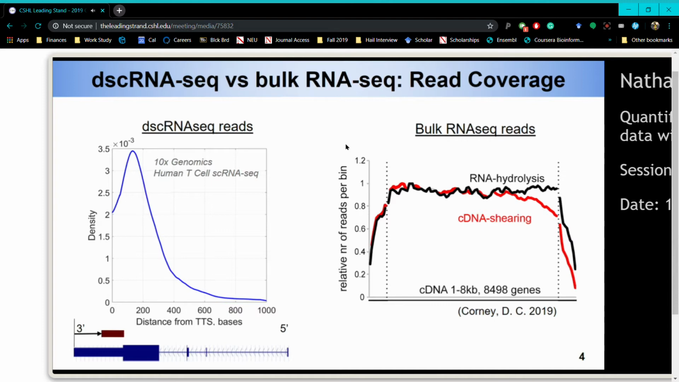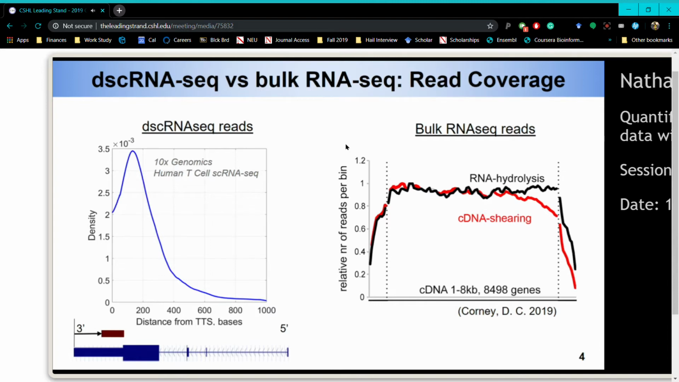But as you can see, compared to bulk RNA-seq reads, which have very low densities at either the 3' or 5' ends, and, I guess you could call this, a somewhat uniform distribution between the 3' and 5' end, this distribution is very distinct, so it allows us to take a distinct approach as opposed to bulk RNA-seq data.